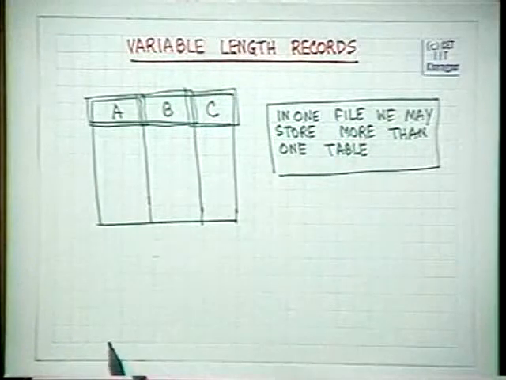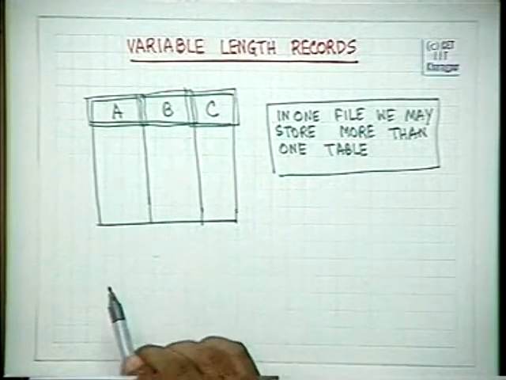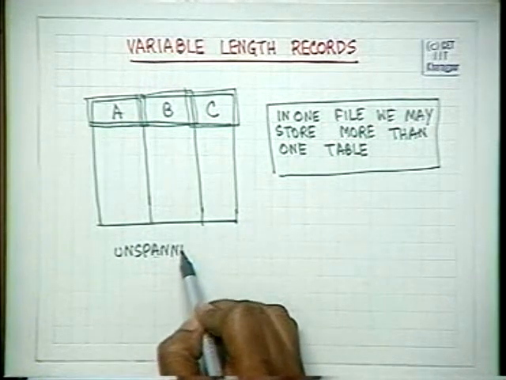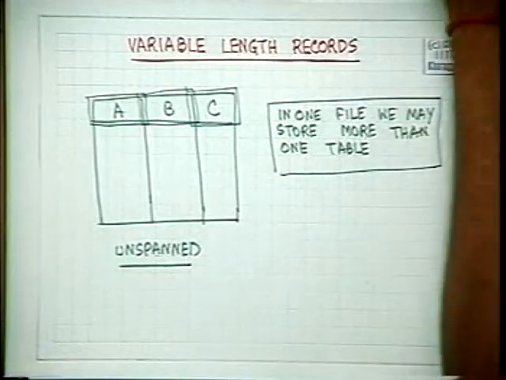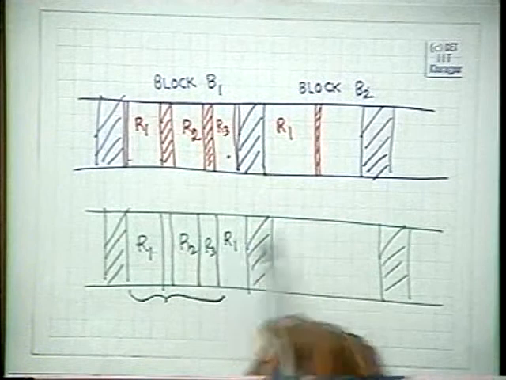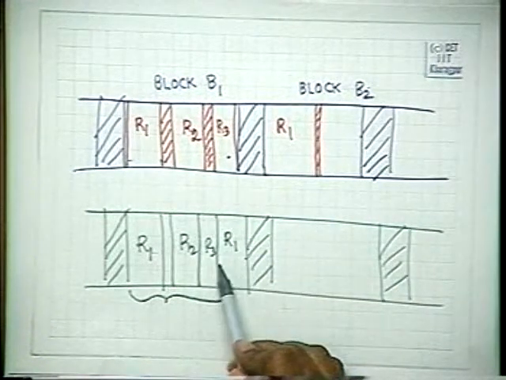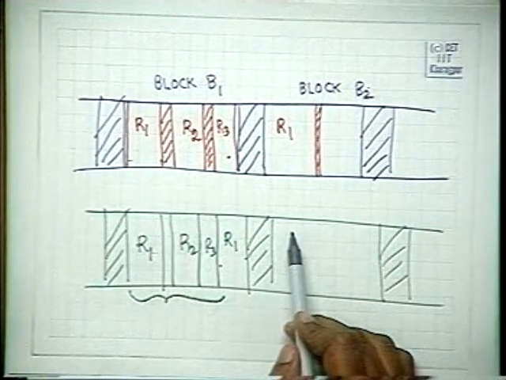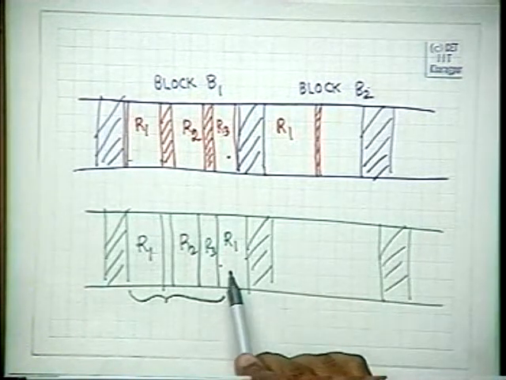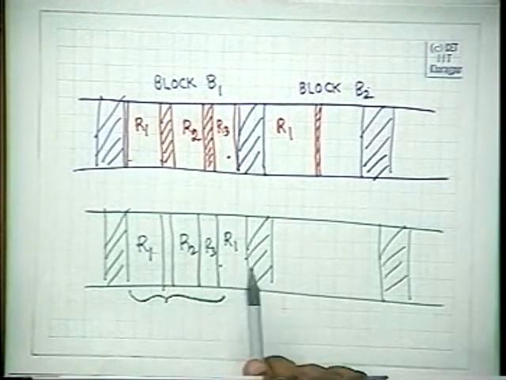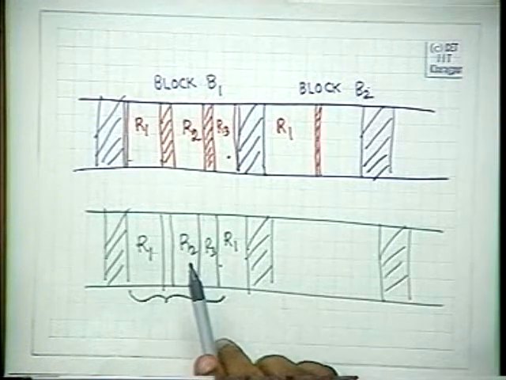But there are two types of variable length records, in terms of how they are stored on the disk. One is the unspanned type. The unspanned type does not allow a record to be part of one block and a part of the record in another block. If it is unspanned, it means that a part of the record cannot be in one block and another part in another. This cannot happen. The whole of the record must be in only one block.